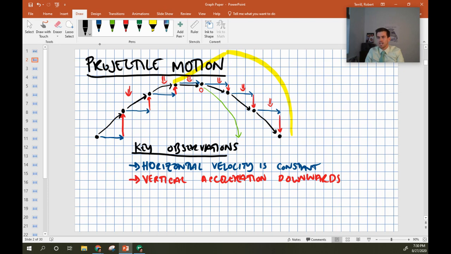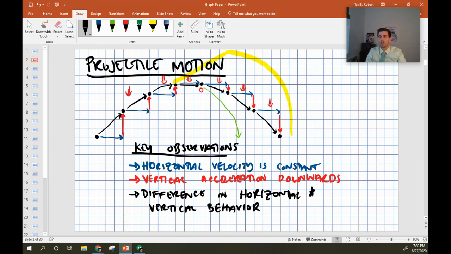And I guess the last observation, and this is obvious from the first two, is that we have a difference in horizontal and vertical behavior. So those are key observations that we need to make about projectile motion. And then up in this top corner, hopefully I can fit it in, I'm going to write our projectile motion rules.